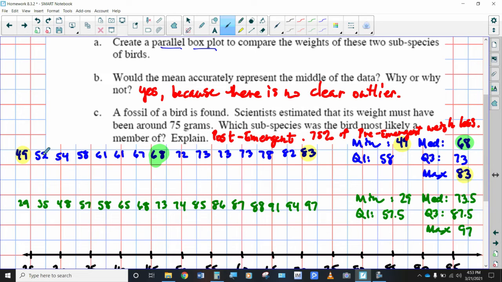And then you take your lower quartile. What do we have here? 1, 2, 3, 4, 5, 6, 7 numbers below. So 58 is in the middle there. That's your first quartile. And 1, 2, 3, this number's in the middle. So that's your upper quartile.